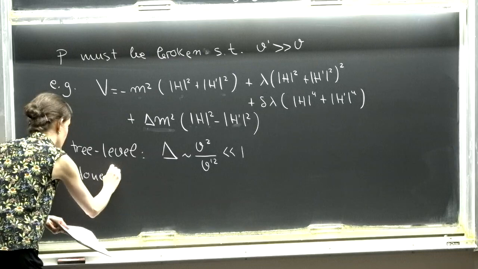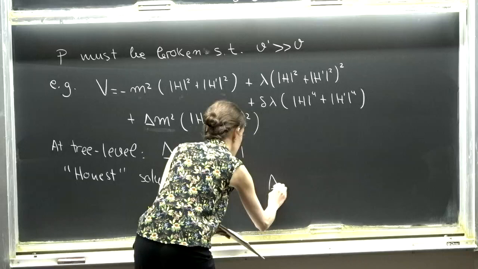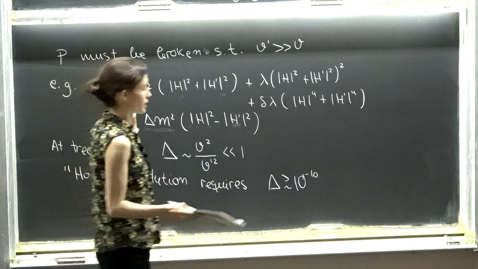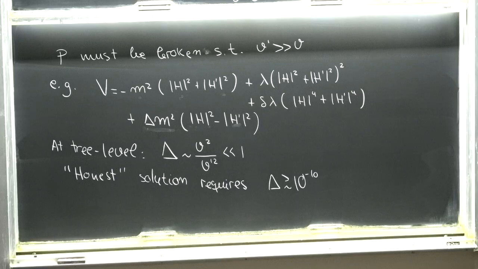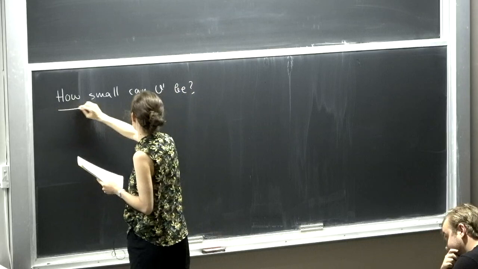An honest solution requires that delta is certainly bigger than 10 to the minus 10, and as I said, ideally quite a bit bigger than this. So let us discuss how small this new symmetry breaking scale, v prime, can be. How small can this be based on the experimental constraints that we have? And there are basically two possibilities.